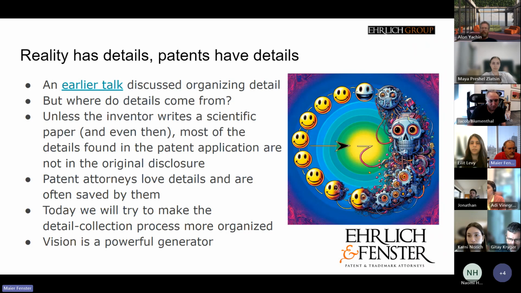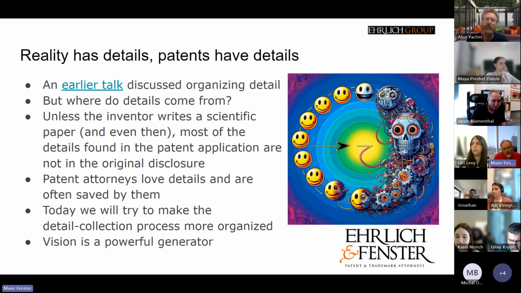In an earlier talk, I mentioned the fact that there are a lot of details in a patent application, and how do you organize them? But today, I want to ask a different question, which is where do all these details come from, and how do they suddenly appear in a patent application?